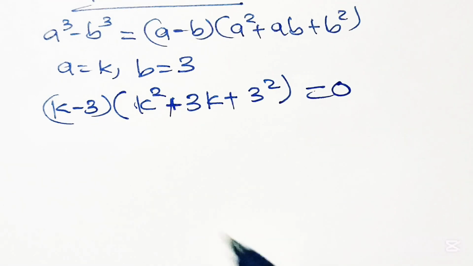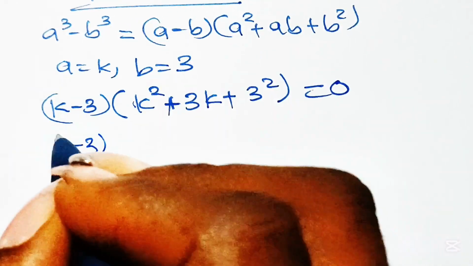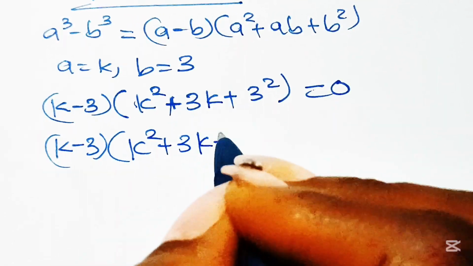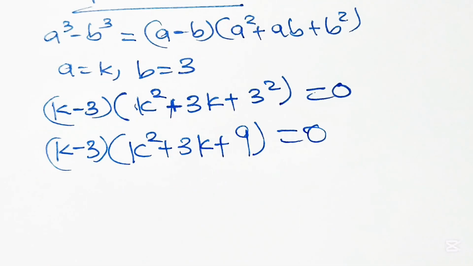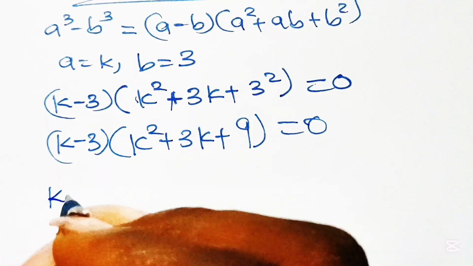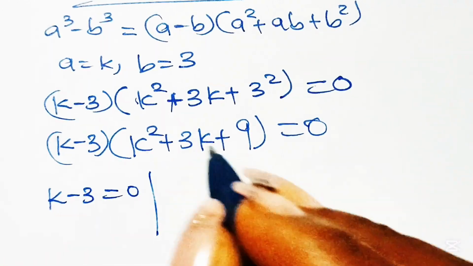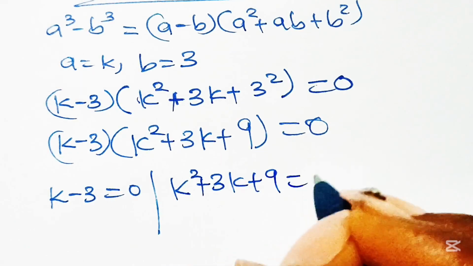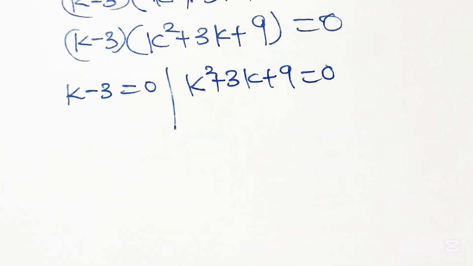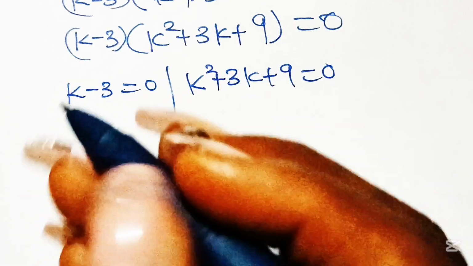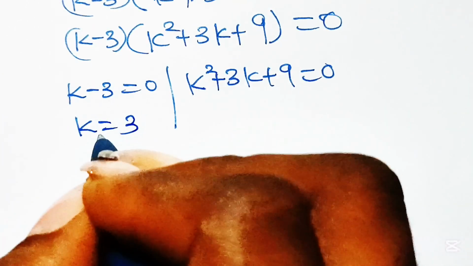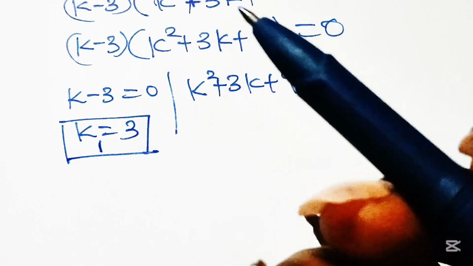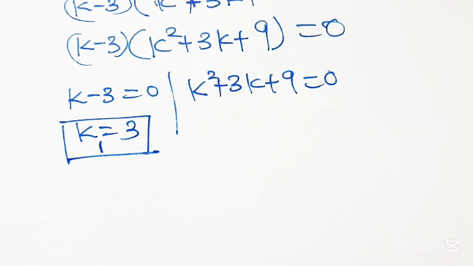So we can now write that k minus 3 multiplied by k squared plus 3k plus 9 is equal to 0. From here we can see that k minus 3 is equal to 0, and that k squared plus 3k plus 9 is also equal to 0. Now if we solve the left side, we can see that k is equal to 3, and this is the first and the obvious value of k. Now let's get the next 5 values, which are very easy to get.